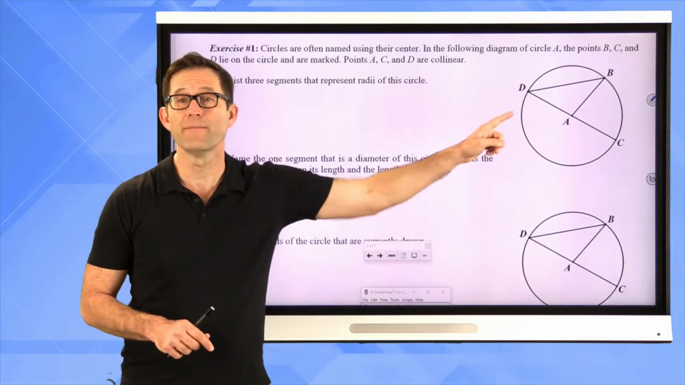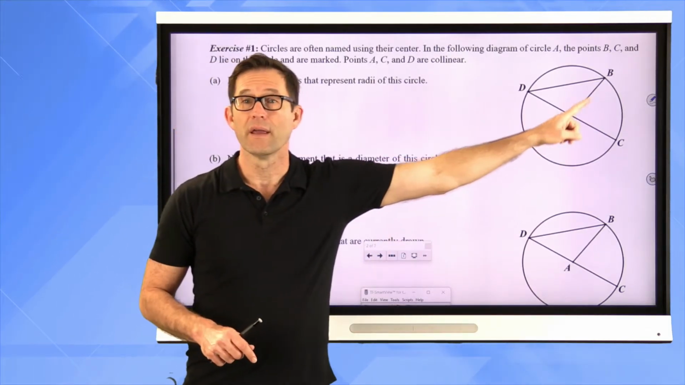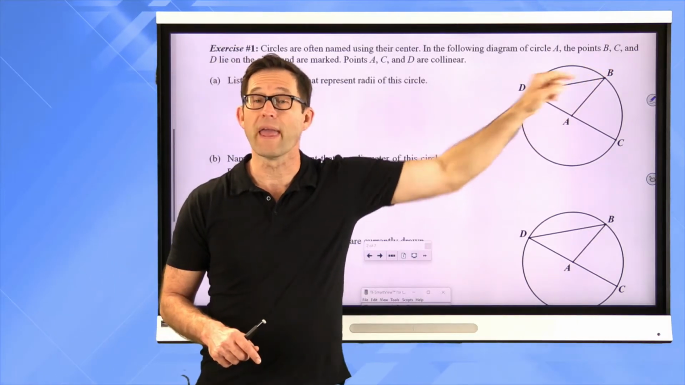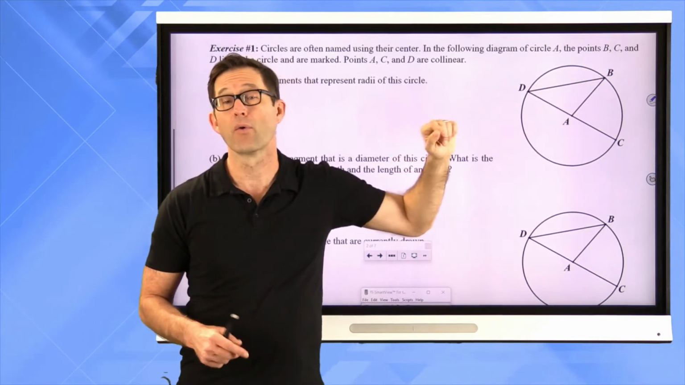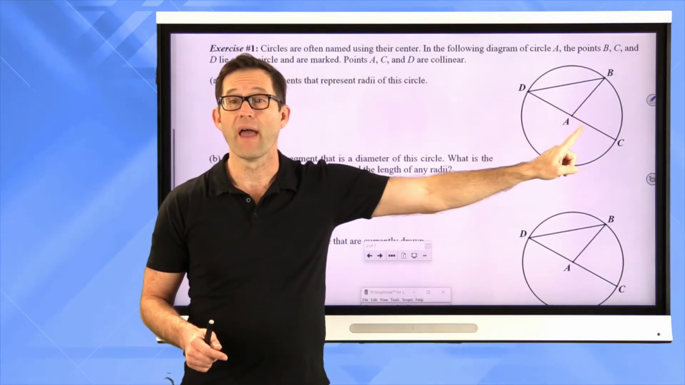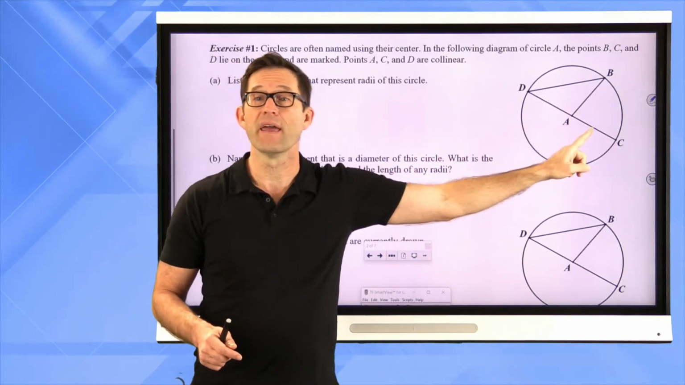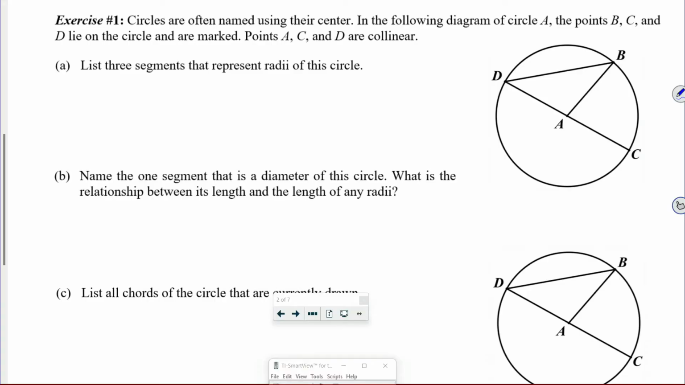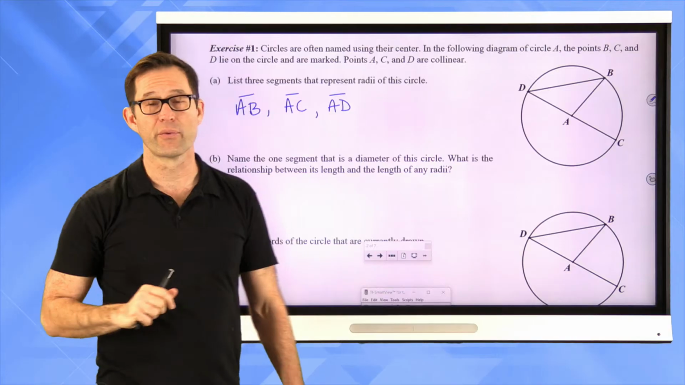Well, simple enough, right? Here's our center at A. Here's a point on the circle, B. Since there's a segment drawn between the two, AB is a radius. AD is a radius and AC is a radius. So there are our 3 radii on this circle that are currently drawn. Every circle has an infinite number of radii that can be drawn. In this particular diagram, we have 3 of them.